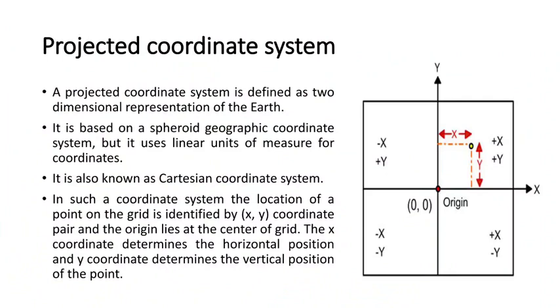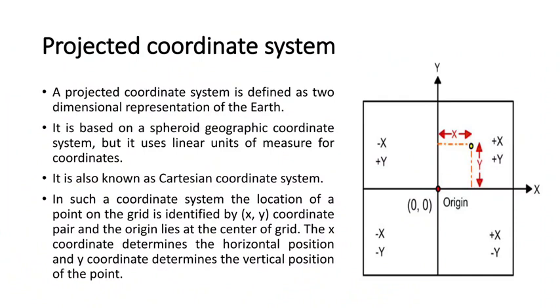Next is projected coordinate system. A projected coordinate system is defined as a two-dimensional representation of the earth. It is based on a spheroid geographic coordinate system, but though it is spheroid, it uses linear units for coordinates. So it's also called the Cartesian coordinate system. In such a coordinate system, the location of a point on the grid is identified by xy coordinates. So x means the distance from y-axis and y is the distance from x-axis. That also you know.